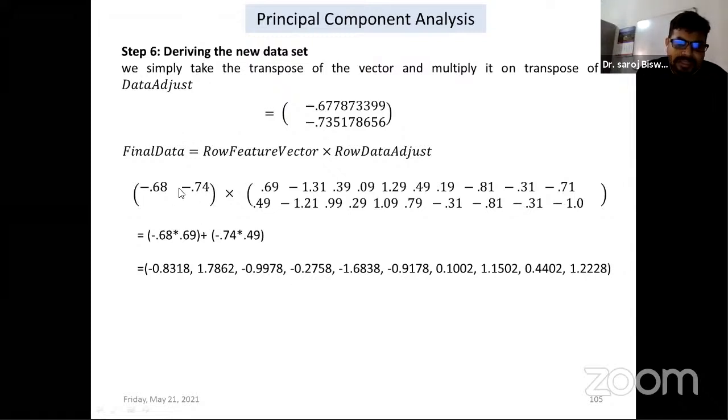Again, this into this, and if you multiply, it becomes minus 0.2758. Similarly, this into this, it becomes minus 1.6838. Like that, we do the multiplication, and finally we get the values. This is the new data set derived from the original data set using PCA. The point is over, everybody. See here. If you have any question, you can tell me.